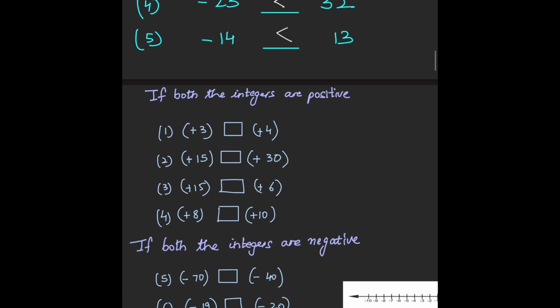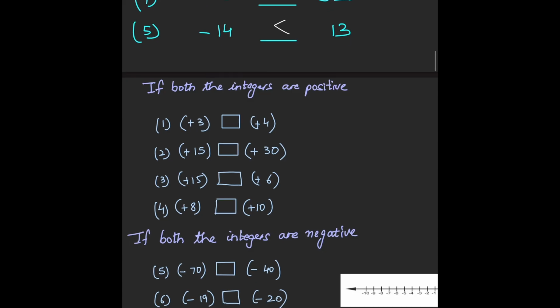Okay. Now, if both the integers are positive in the next part, it's a no-brainer actually. These are like the regular numbers. So straight away, the bigger number is the bigger integer. 4 is greater. Next one, 15 and 30. Both are positive, mind you. Always the greater number is the greater integer. Plus 15 and plus 10.